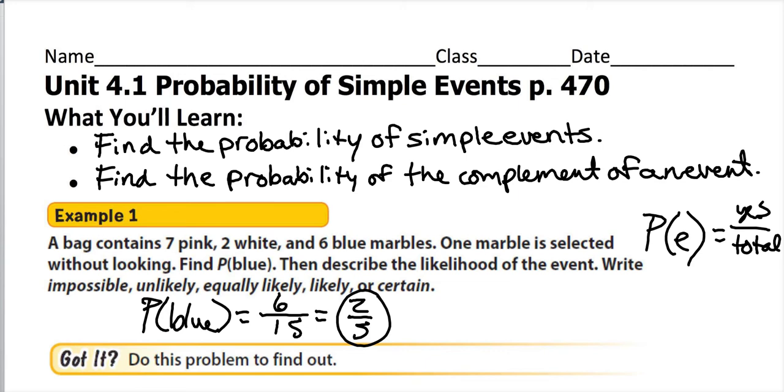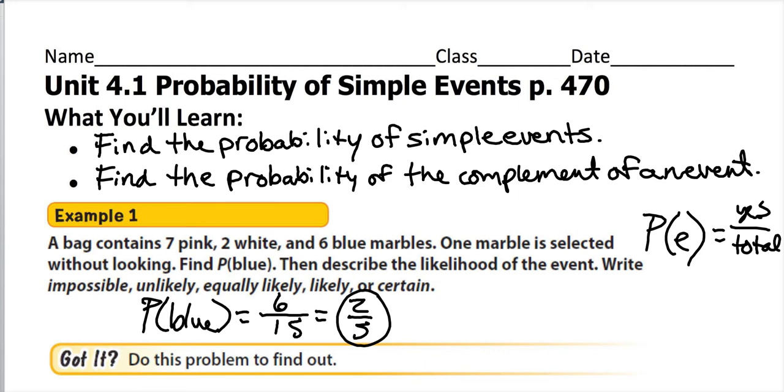Unlikely means it's less than half. Equally likely means it's exactly half. Likely means it's more than half. And certain means 100%. Okay? So 0, less than half, exactly half, more than half, or 100%.